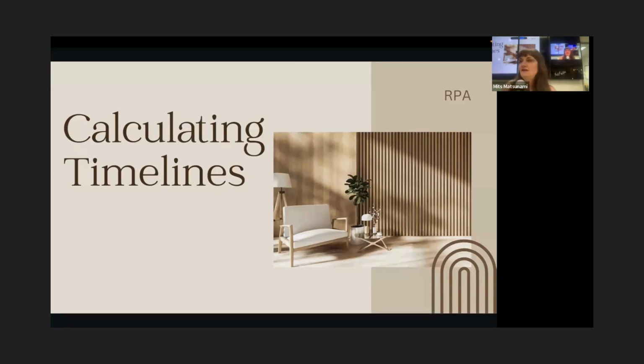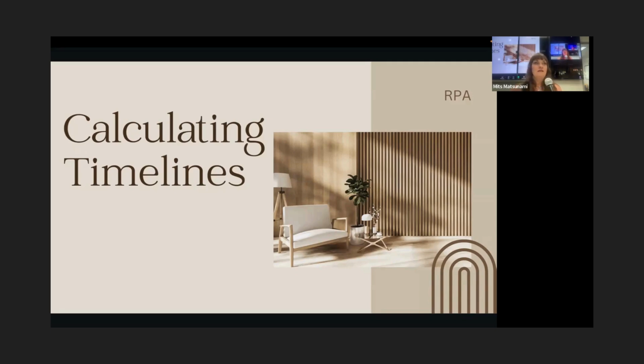All right, welcome everybody. We're recording now. We are going to be talking about how to calculate the timelines in your RPA. So this past couple of months, we've been going through, we started with the listing agreement, then we went on to the purchase agreement, we got through that, and now we're gonna pretend as if you got your offer accepted, yay. And we're gonna figure out how we calculate the timelines.